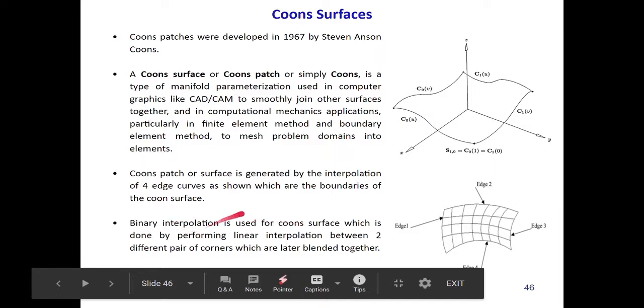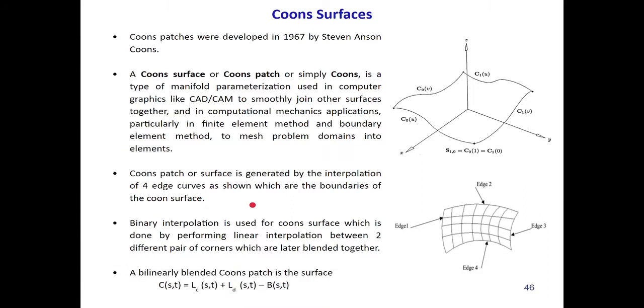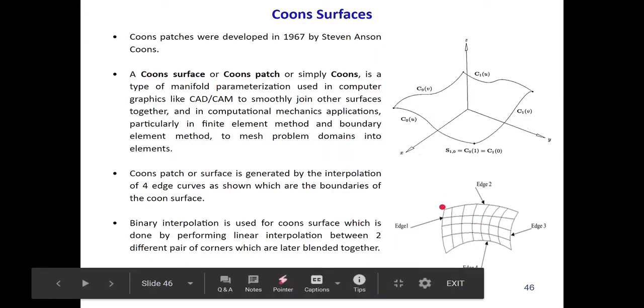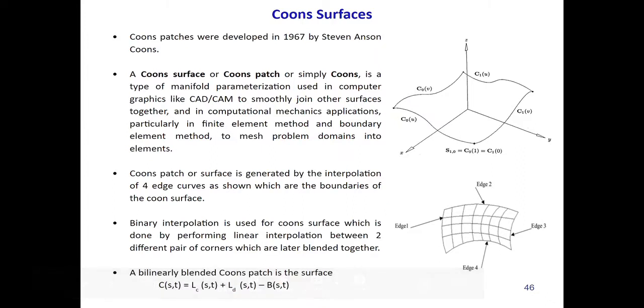And how do we do it? We first take a linear interpolation and do it on a pair of corners. Say if we take this corner and this corner, then we perform linear interpolation over these two corners, and then we take the other remaining two corners and perform the same linear interpolation and generate two different surfaces, and finally we blend them together to get our resulting Coons surface. And this equation at the bottom shows the equation of a bilinearly blended Coons patch.